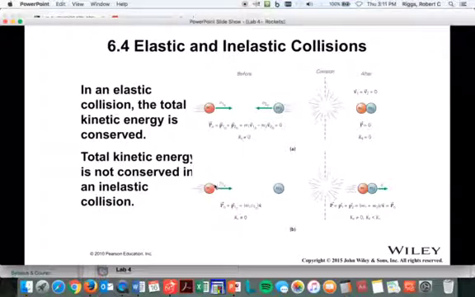Here's an inelastic collision. Notice, cruising right along, boom, and then they notice long vector arrow means it's going faster. Then when they hook together, it's about half that length. If they're the same mass, they're stuck together going cruising along.